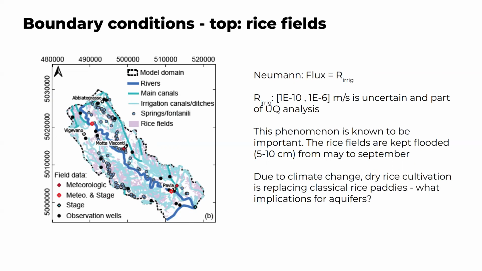And incidentally, note that due to climate change, now many farmers are moving to dry rice cultivation because there's not enough water. So that is expected to have a major impact on the aquifer. So this is why we need to understand how much the rice paddies contribute to the level of the aquifer.